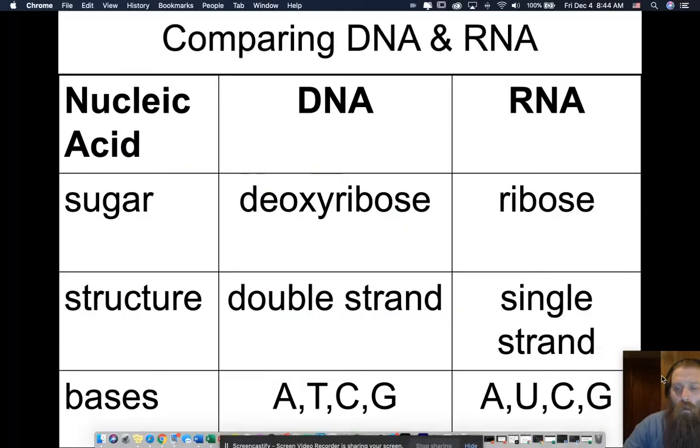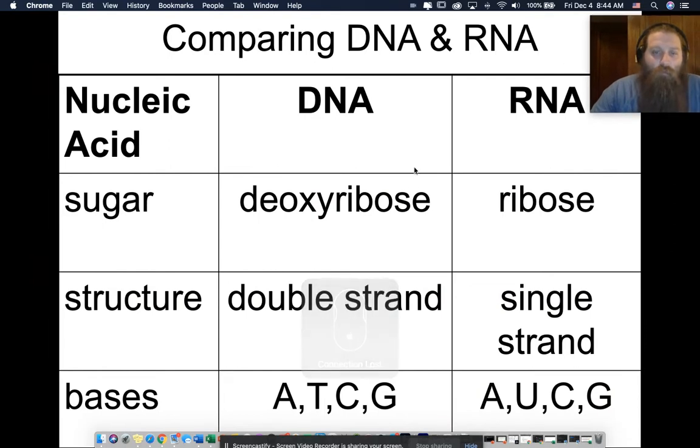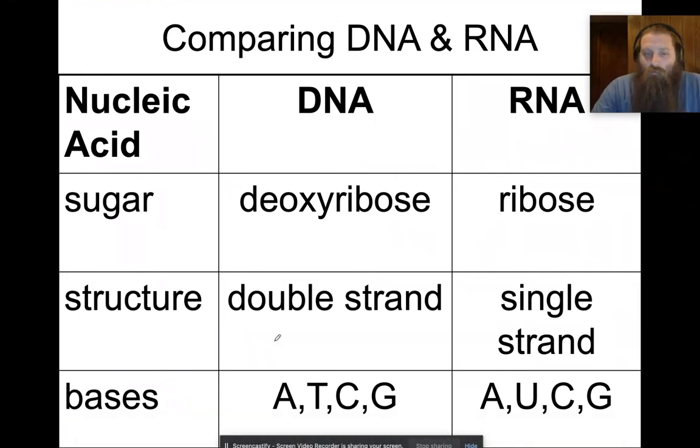Now, when we compare RNA and DNA, we actually see that there are quite a few similarities. They both have a sugar that is based on ribose. In DNA, it's deoxyribose. In RNA, it's just ribose. The structure is obviously different, okay?